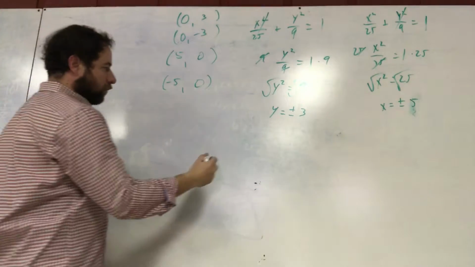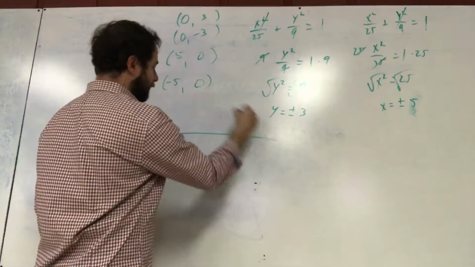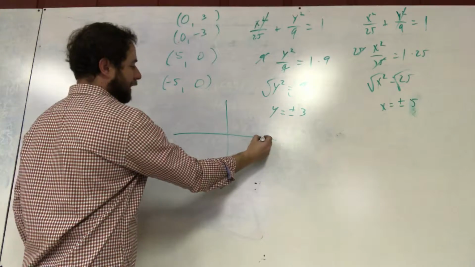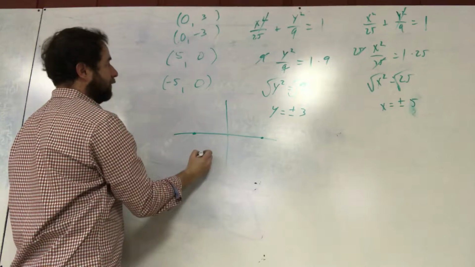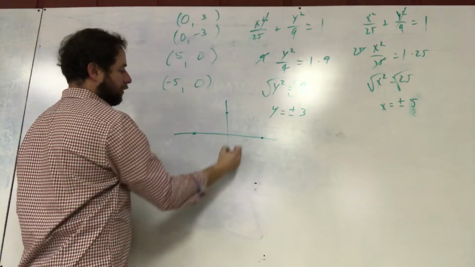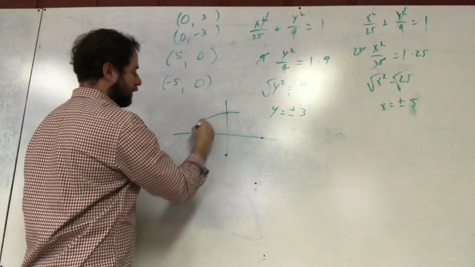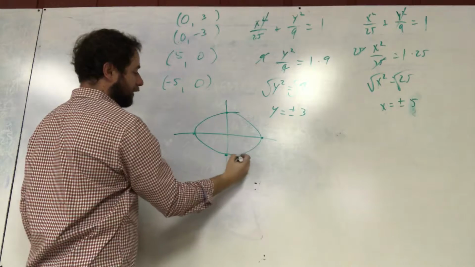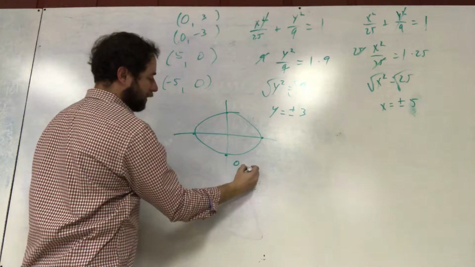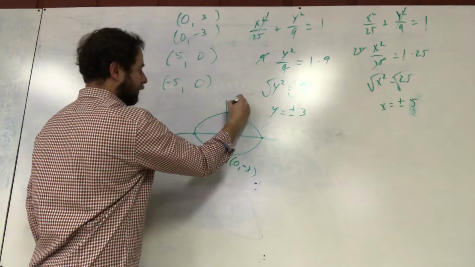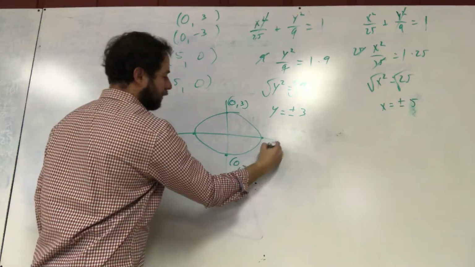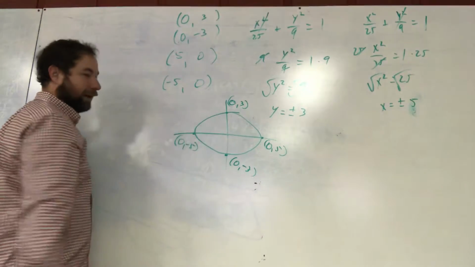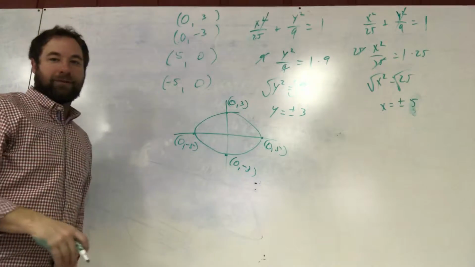Now, what you're going to do when you graph this is you simply plot the 4 points. You have 5, 0, negative 5, 0. You have 0, 3, and 0, negative 3. And you have your ellipse graphed. Now, we do want to label them: 0, negative 3; 0, 3; 0, 5; and 0, negative 5. That is how you graph an ellipse.